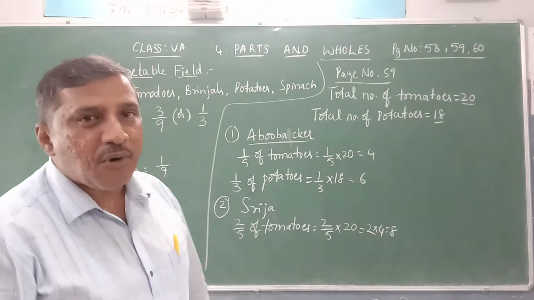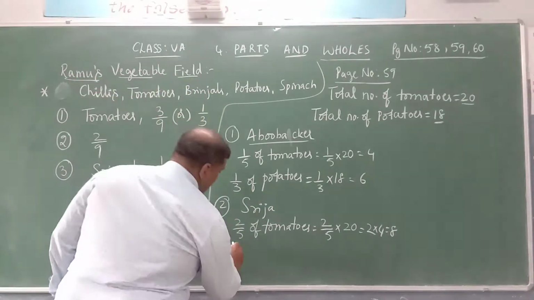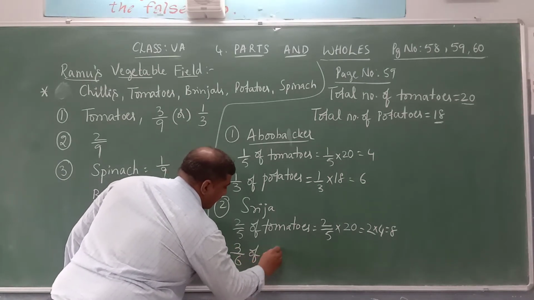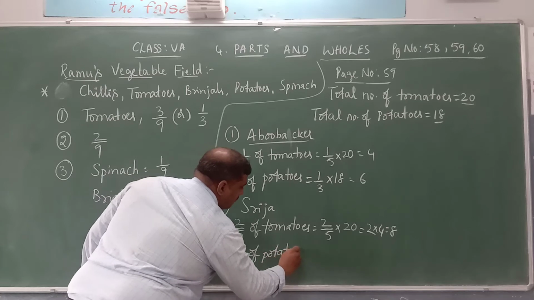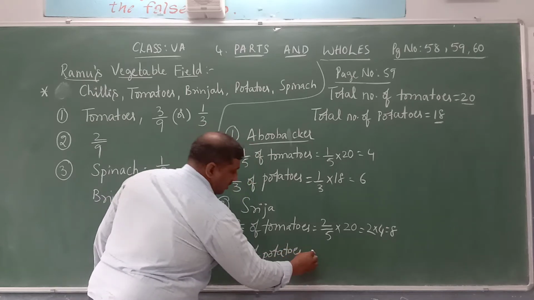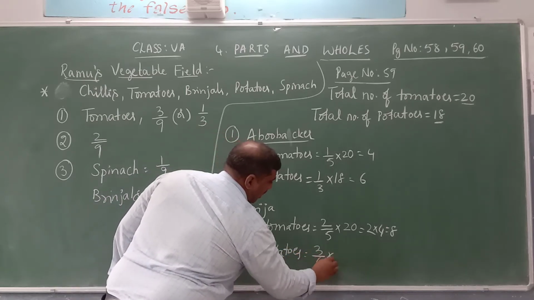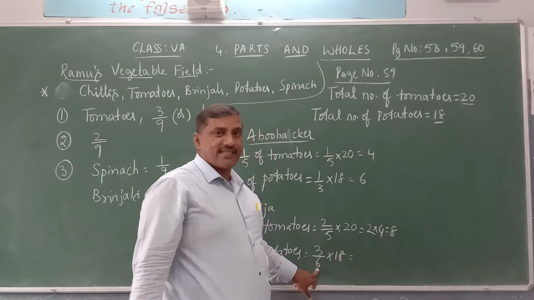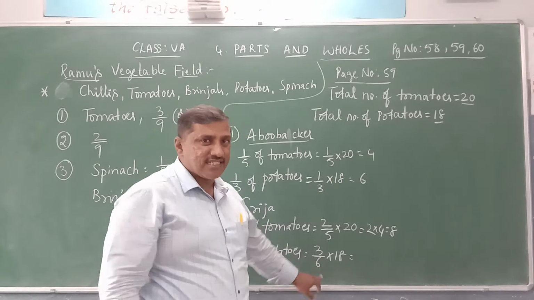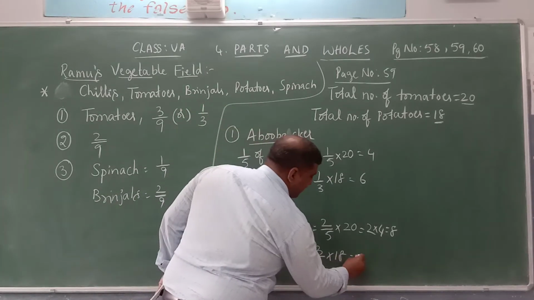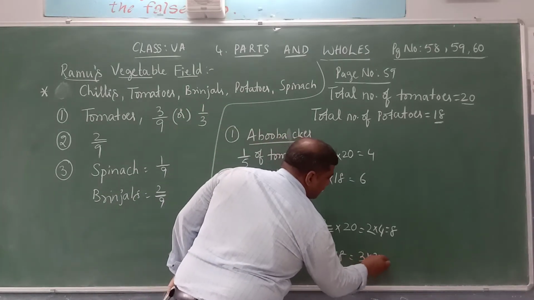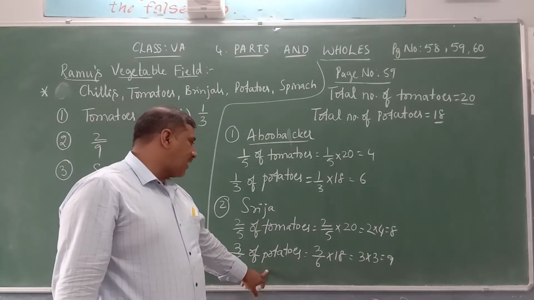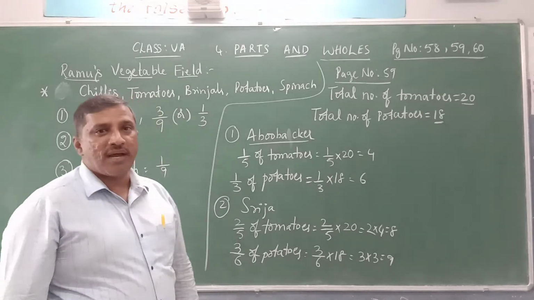And how many potatoes did she get? What fraction did she get? It is 3/6 of potatoes. It is 3/6 into the total number of potatoes, which is 18. Divide 18 by 6. 6 threes are 18. 3 is the quotient. The 3 is multiplied by the numerator 3. 3 into 3 is 9. So Srija got 9 potatoes and 8 tomatoes.